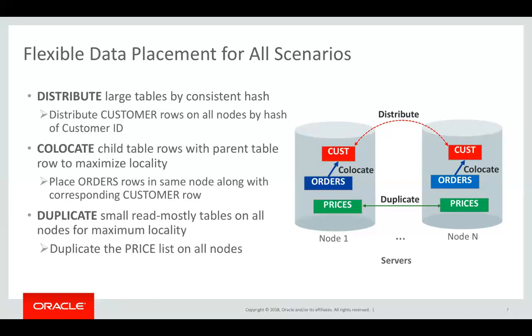And these 3 deployment data distribution options pretty much cover the needs of all deployments. Big data, large tables you want to distribute across all the nodes by hash. Related data you want to keep together through co-location. And small read-mostly hot data you want to keep on every single node.